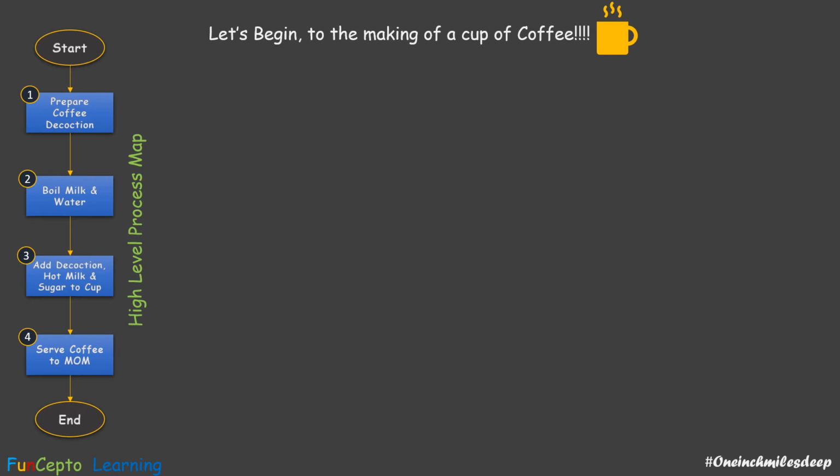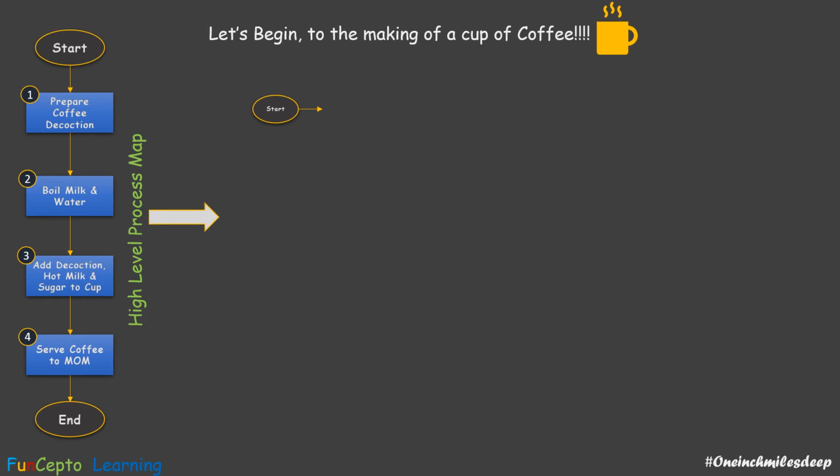Now, we usually call a process with 4 to 5 steps a high level process map. Keep in mind, don't exceed more than 5 steps when you are looking at a high level process. Break it down into 4 to 5 steps, not more than that, unless you get into a complex process. But this is what I would recommend.